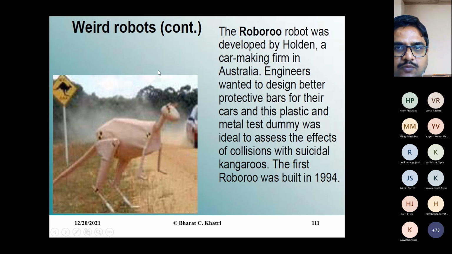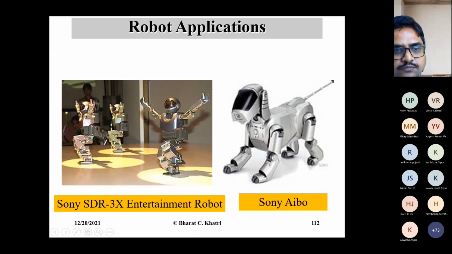This is a robot that looks like a kangaroo, made in 1994. This robot is used to check what will happen if a kangaroo suddenly strikes an automobile or car. To test that, they have used this robotic kangaroo as a dummy to check the collision effect on the vehicles. Sony has also shown entertainment robots, so that will entertain you, right?